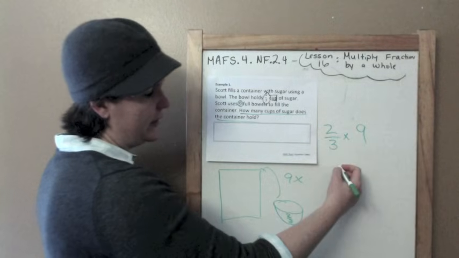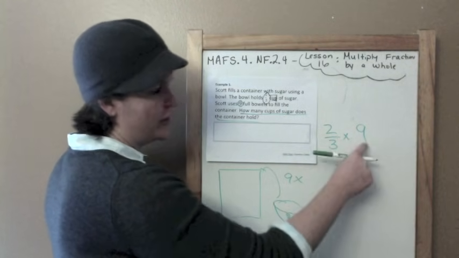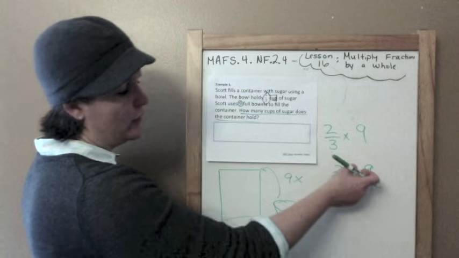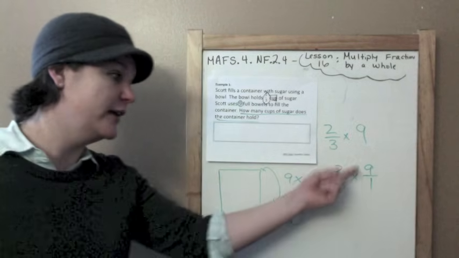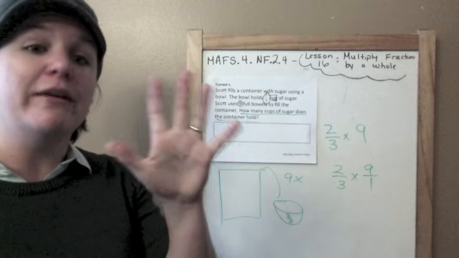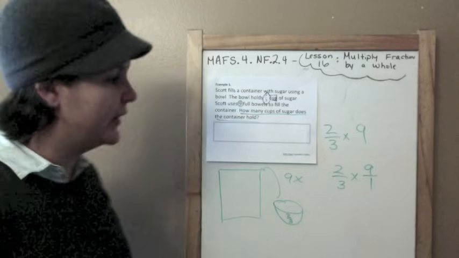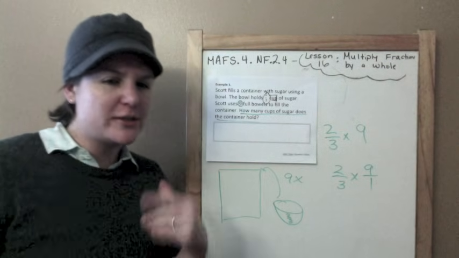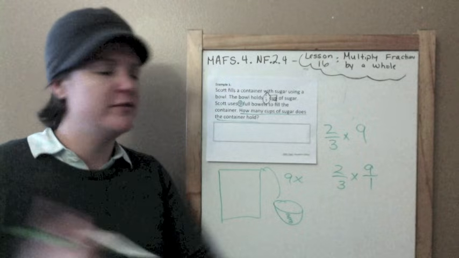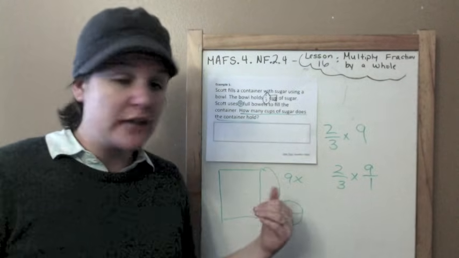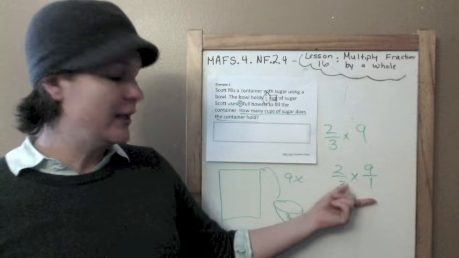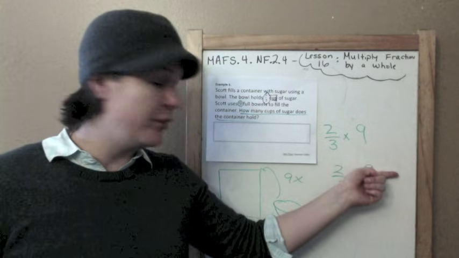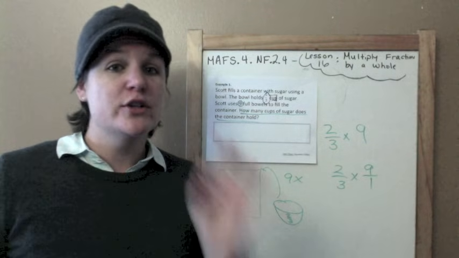What I like to do is change the whole number into a fraction, which would just be the whole number over 1. Any whole number over 1 equals itself, because 9 divided by 1 equals 9. Now you just multiply across. With multiplication, the denominators do not have to be the same, unlike adding and subtracting fractions in lesson 15. You multiply both the numerator and the denominator straight across.